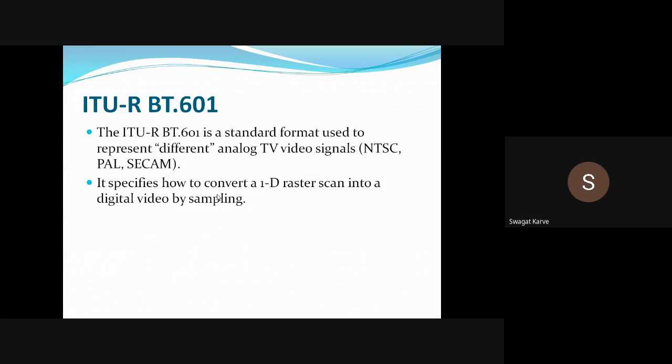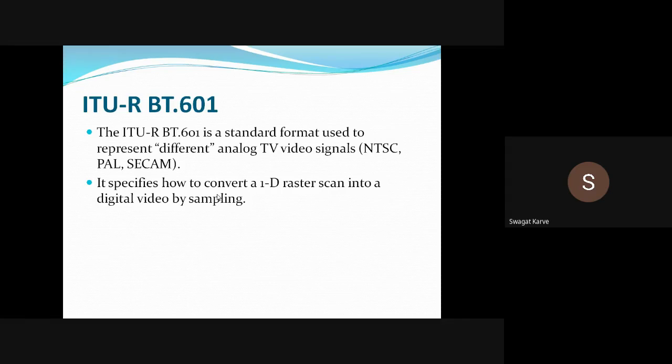Okay, now what is this? So it specifies how to convert a one-dimensional raster scan into a digital video by sampling. म्हणजे जे तुम्ही व्हिडिओ कॅप्चर केलेला आहे तर त्याचं डिजिटल व्हिडिओ मध्ये कसं कन्व्हर्जन करायचं हे ते स्टँडर्ड सांगतं. कुठलं स्टँडर्ड? ITU RBT 601, right? So this is a standard used for any analog TV video signal. Okay, and see, nowadays everything is stereo. If you convert into analog, it's very simple to convert it into a digital.